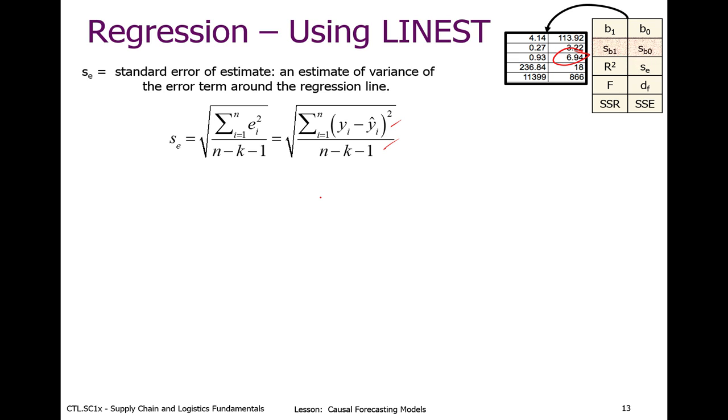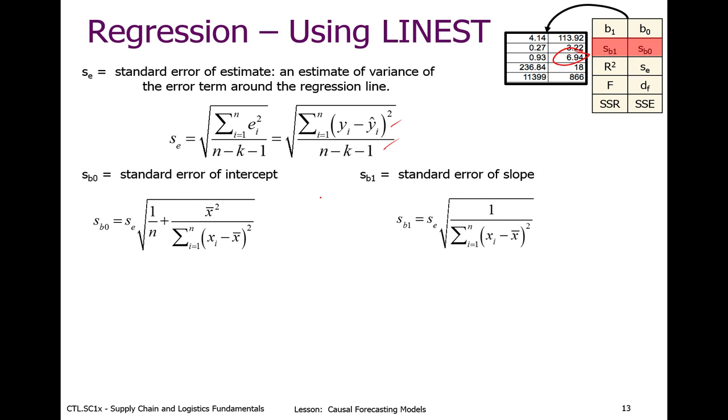We also find the standard errors for each of the coefficients, both the intercept and each of the variables that we have. In this case, it's a simple regression, so we only have one. These are found right underneath their estimates. For B1, it's 0.27. For B0, the intercept, it's 3.22. Why do we need those?